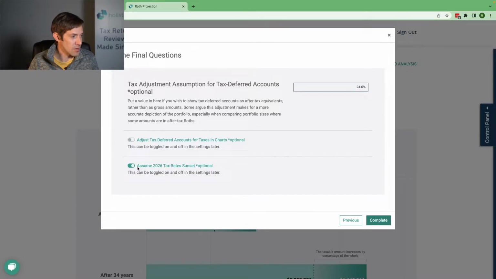And then do we sunset the tax rates in 2026 or not? It will default to sunset them, which is going to be better for the Roth case because with higher taxes, greater tax drag, the Roth conversion is more valuable.